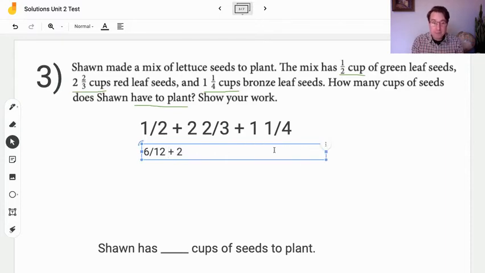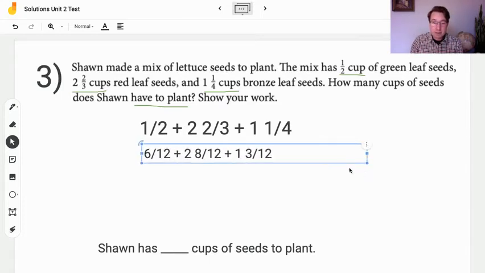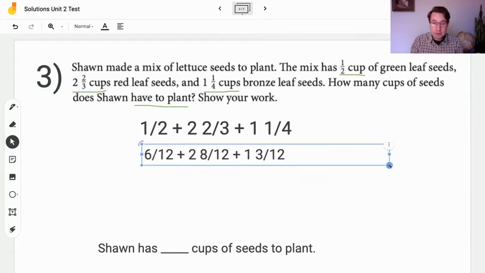So 2, now 2/3. 3 times 4 is 12, 2 times 4 is 8. So 2 and 8 twelfths, plus fourths. 3 times 4 is 12, 1 times 3 is 3. 1 and 3 twelfths. Okay, there's our conversions. So now they all have multiples of 12.